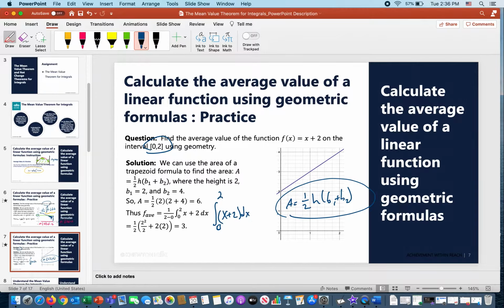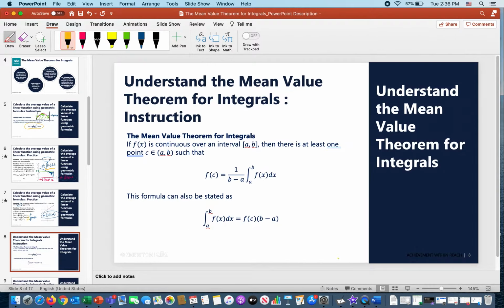Okay, so using this formula, we get this. And then in order to find the average value, we're going to multiply that by 1 over 2 minus 0. Again, this is from our average value function. So here's what the mean value theorem says theoretically, right?